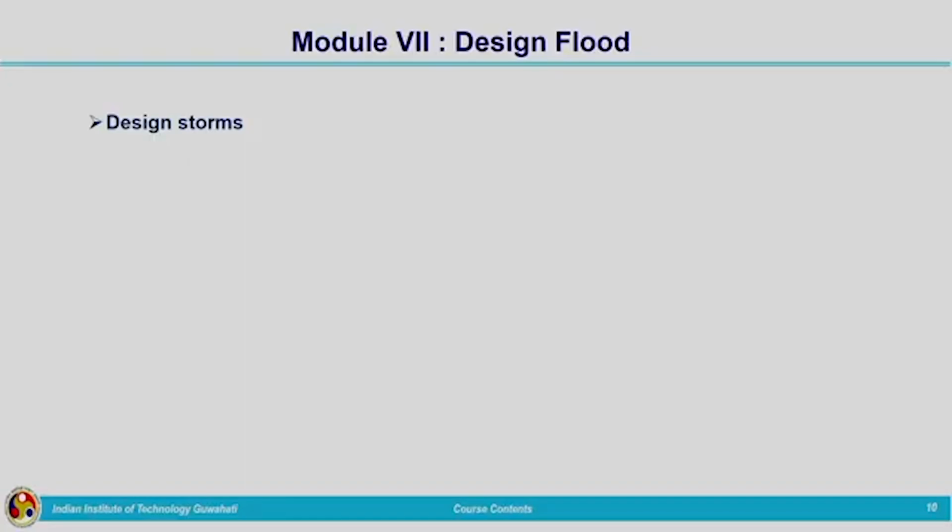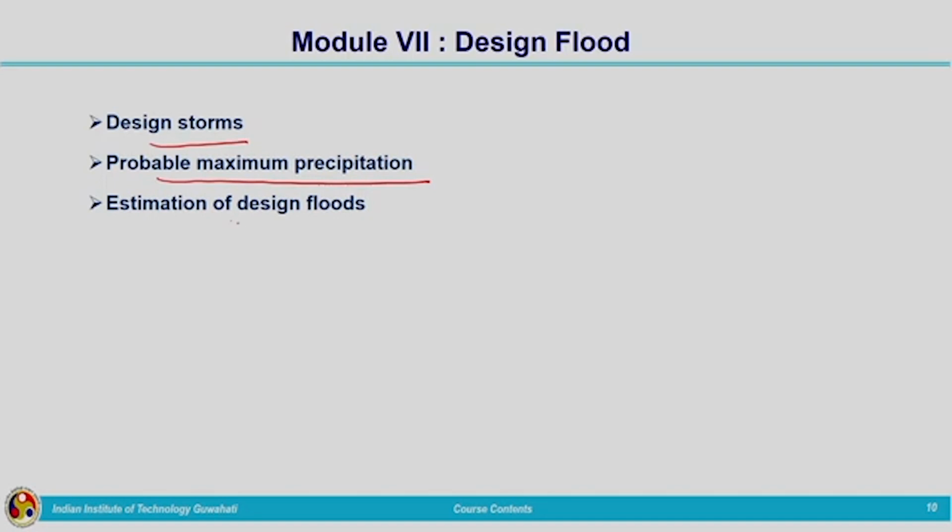So, depending on the importance of the structure, we need to find out the value corresponding to design flood. For that we need to have an understanding of design storm, and we will be finding out the values corresponding to probable maximum precipitation, and based on that we will be estimating design floods.